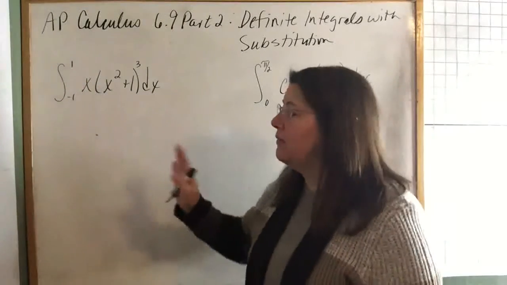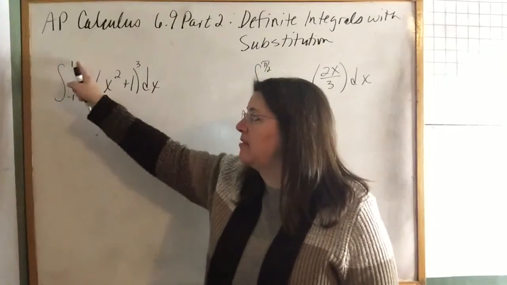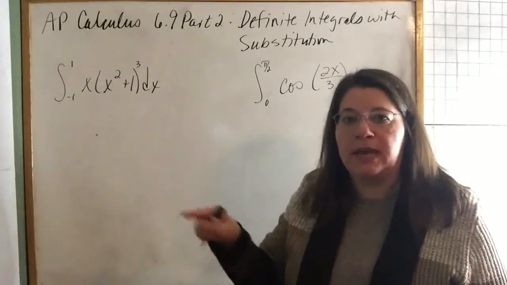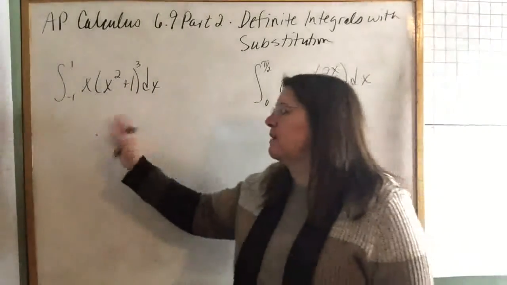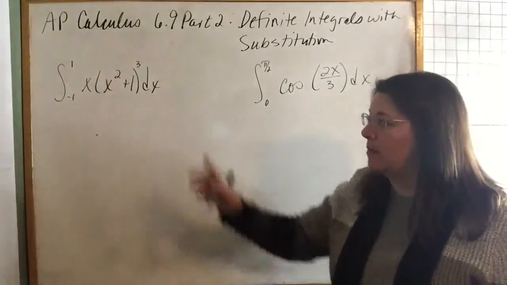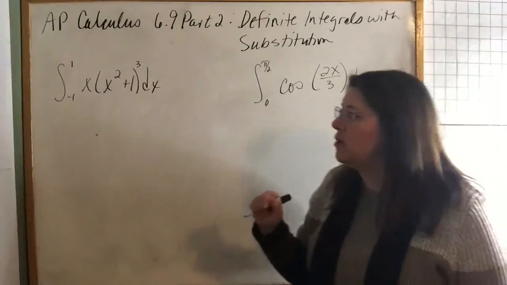And remember, if you're doing a problem like this, your a has to be the smaller number, your b has to be the higher number, and they have to be in that order. If they're not, you have to switch them and put a negative in front. But normally in this section, it's pretty straightforward. We integrate and then find the answer by plugging in. So the first thing we're going to do is integrate this by using u-substitution.